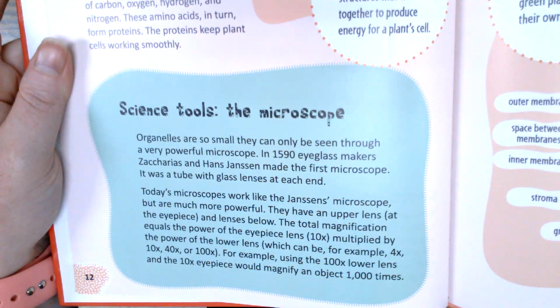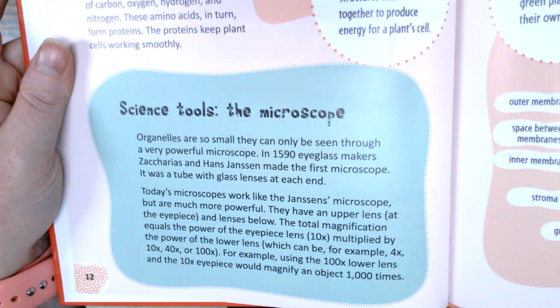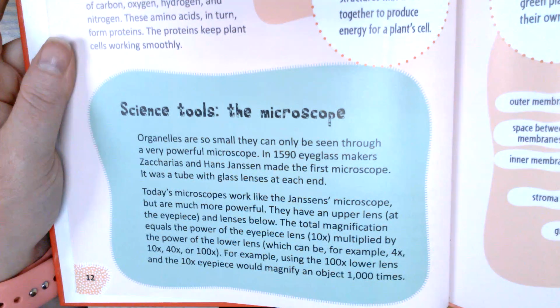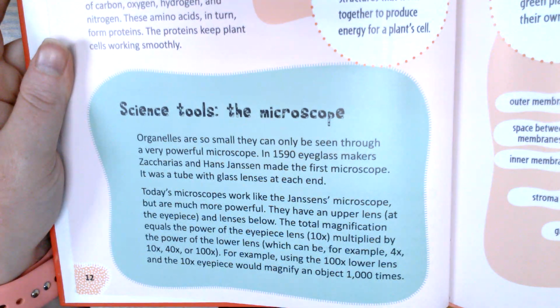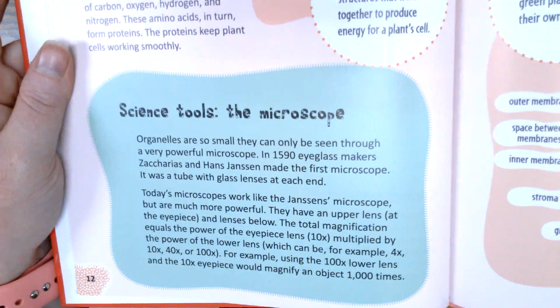The total magnification equals the power of the eyepiece lens, 10 times, multiplied by the power of the lower lens, which can be, for example, 4 times, 10 times, 40 times, or 100 times. For example, using the 100 times lower lens and the 10x eyepiece would magnify the object 1,000 times.